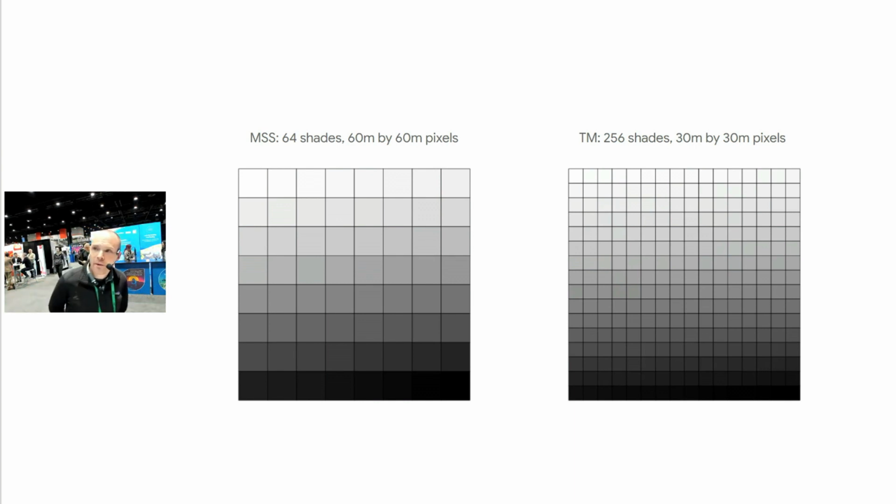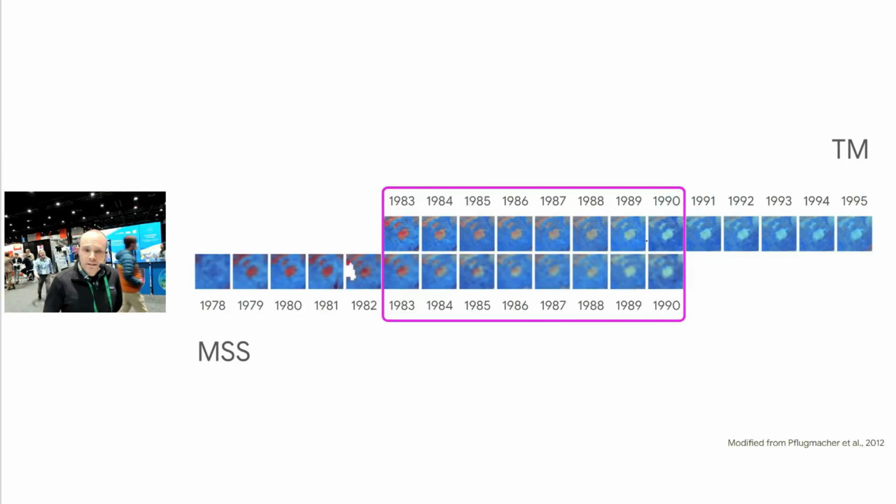So on the left, we have an example of MSS data. The shading, there's 64 shades. It was 6-bit data, and also the pixel resolution was larger than TM, which had 8-bit data and 30-meter pixels. So we have these challenges of MSS not looking like TM, both in terms of the data that it collected spectrally and then the degraded sensor qualities.